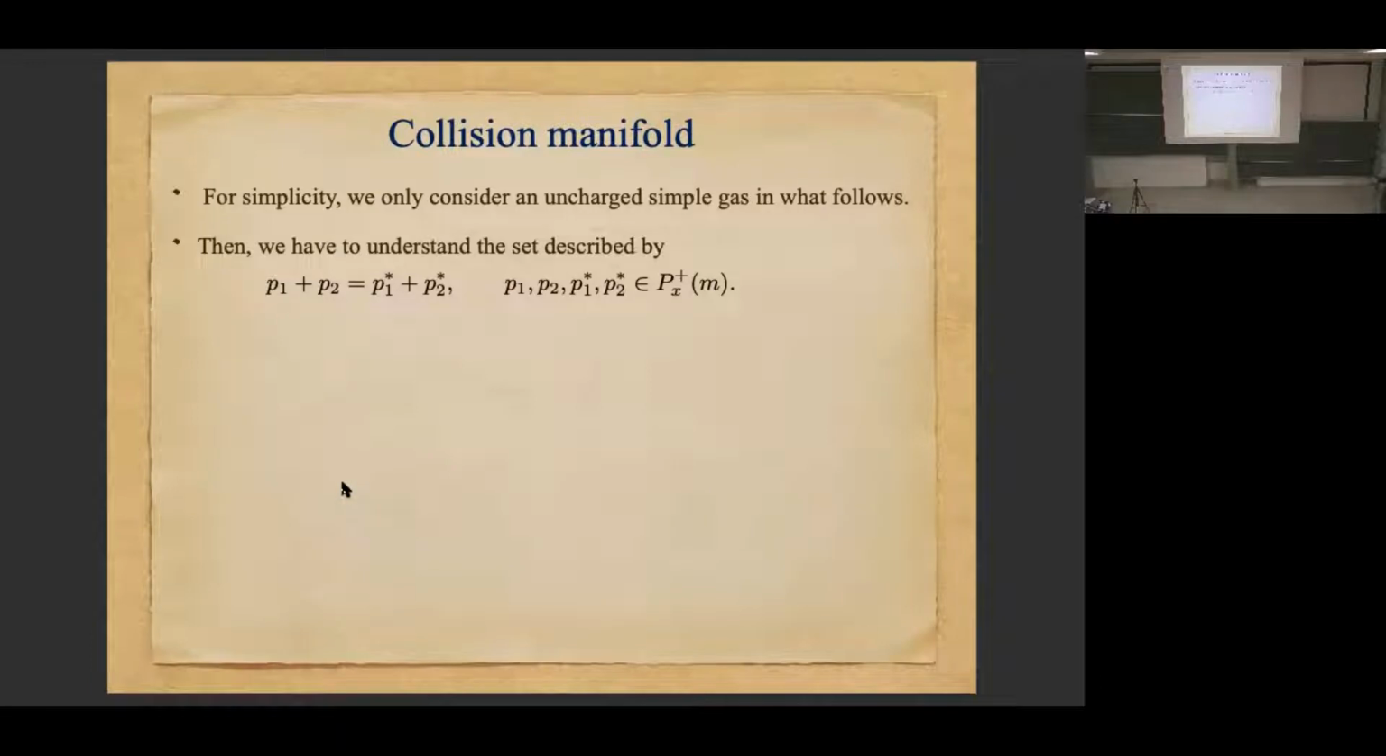So what does that mean? Let's focus also on the case where there is no charge, for simplicity. In the article, we do it with charge, I think. And also that the particles are identical. So what we have to do then is to understand the set of all P1, P2, the momenta before the collisions, and P1 star, P2 star, the momenta after the collisions, which satisfy this equation. That looks like a very simple equation, but it is deceitful because P1, P2, P1 star, and P2 star each live in the future mass hyperboloid. So this is really a nonlinear set because of this condition here.